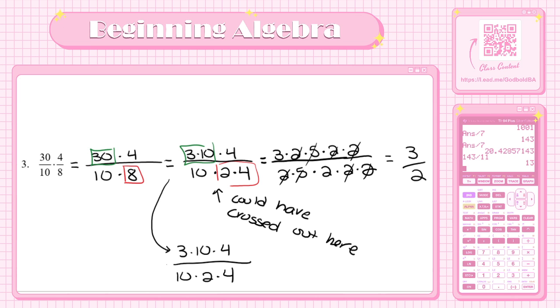All right. Cross out my 4s, cross out my 10s. 3 over 2. Okay.